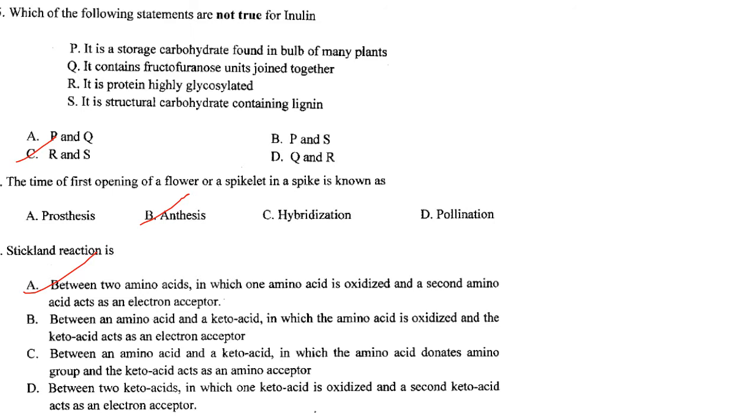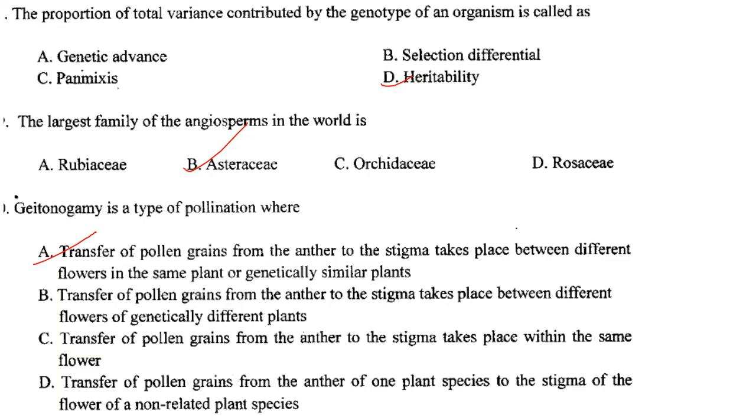Then next one, Strickland reaction. So this is also a repeated question. It is between two amino acids in which one amino acid is oxidized and the second amino acid acts as an electron acceptor. So answer is option A. Then next one. The proportion of total variance contributed by the genotype of an organism is called heritability. Answer is option D.